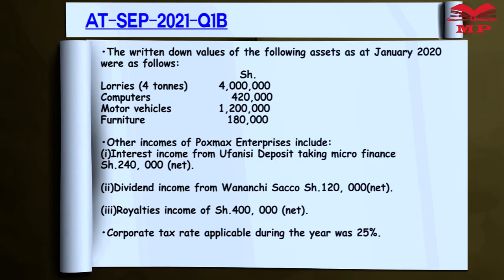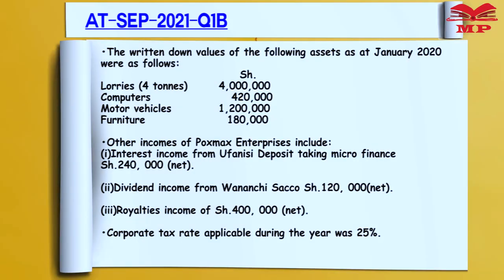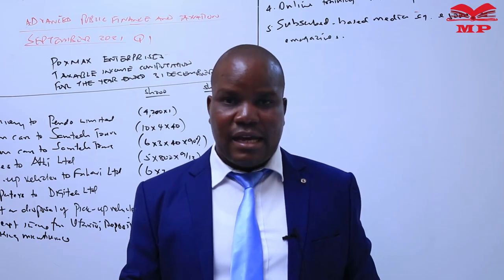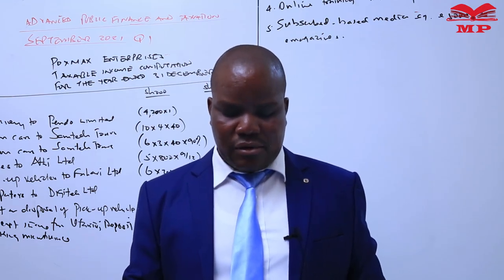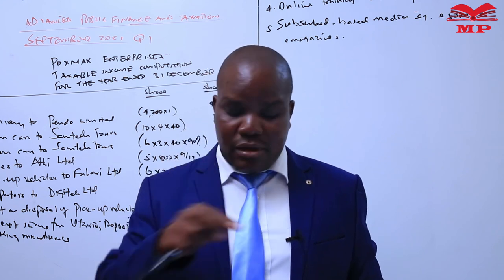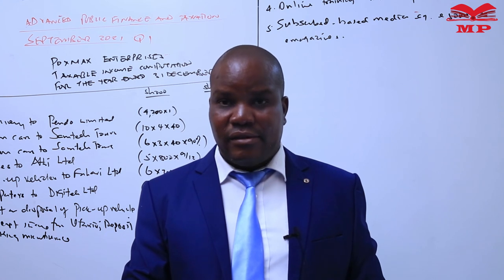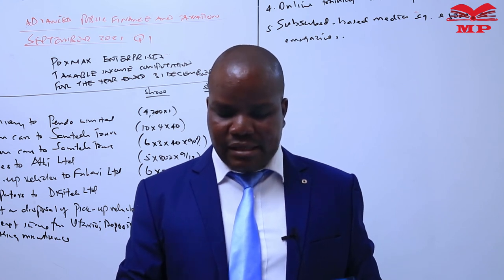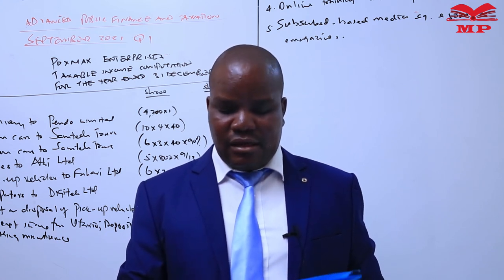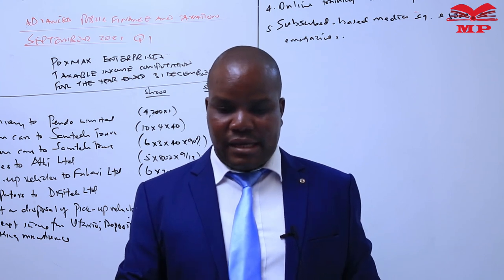Still on the same note, we have royalty income of 400,000 shillings net. Net again means here withholding tax has already been deducted. So withholding tax on royalty income on resident person again is at the rate of 5%. So if this is net, it means it represents 95%.